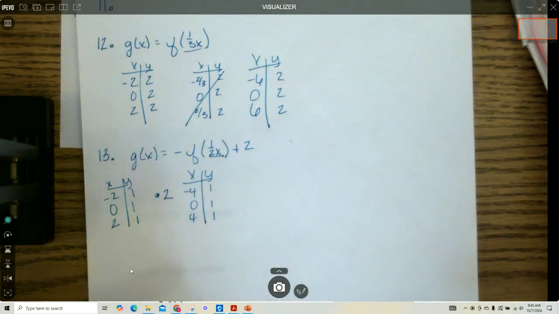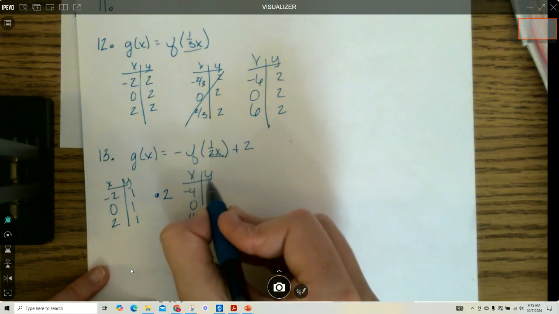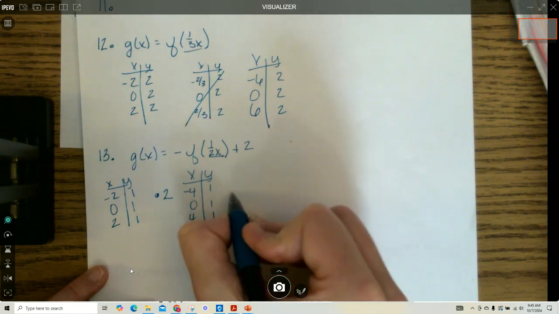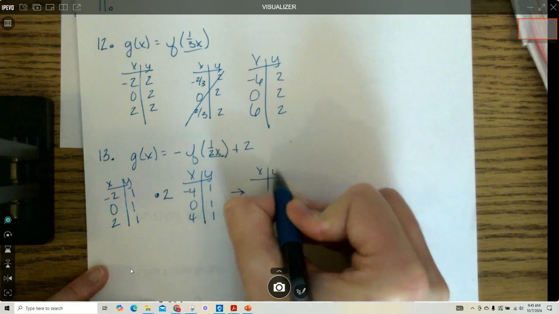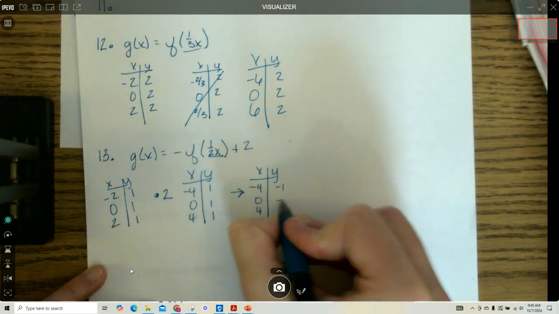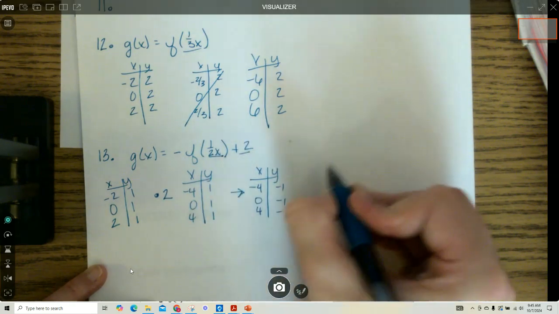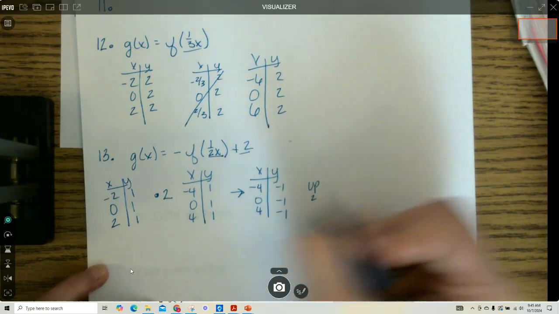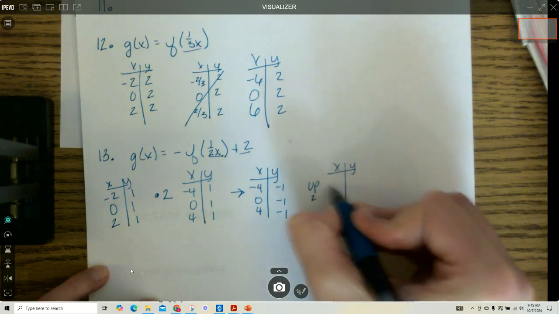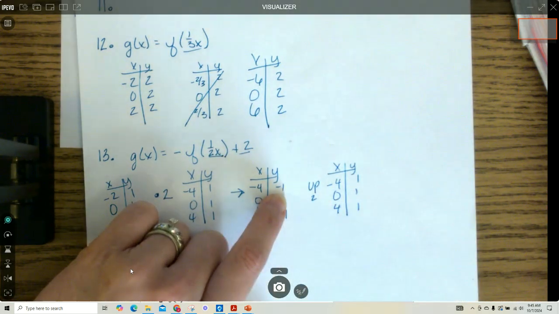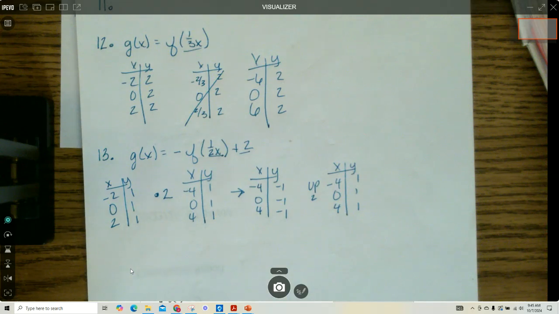The negative out in front, if we're reflecting across the x, would mean we're going to change the sign of all the y's. So now we would have, right, if we're reflecting across the x, it changes the y. So negative 4, 0, 4. So now these are all negative 1. And then add 2 means we're going to go up 2. So we're going to add 2 to all the y's. So all the x's stay the same. If we add 2, these all become 1. So you have to do it a step at a time. Do a piece at a time.